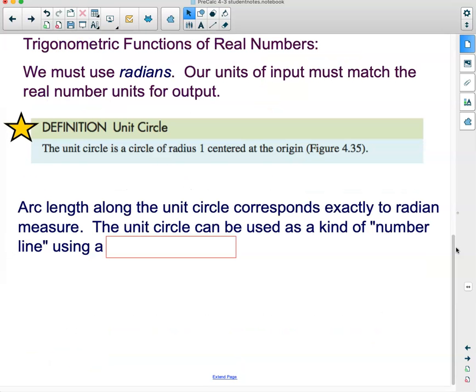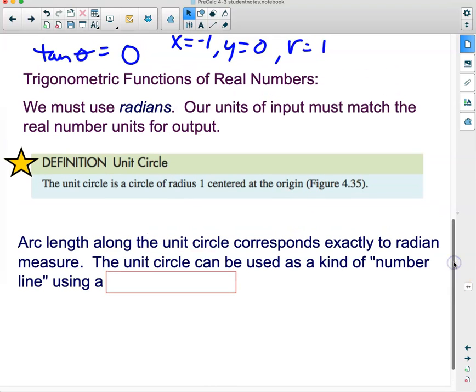So our focus here, when we were doing the quadrantals, was picking nice numbers. Those nice numbers come because we're talking about the unit circle. And the unit circle has a radius of 1, and it's centered at the origin. Because if we get to pick where it goes, we're going to pick somewhere nice and easy. And that is definitely easy. So arc length along the unit circle corresponds exactly to radian measure. The unit circle can be used as a kind of number line using what's called a wrapping function.